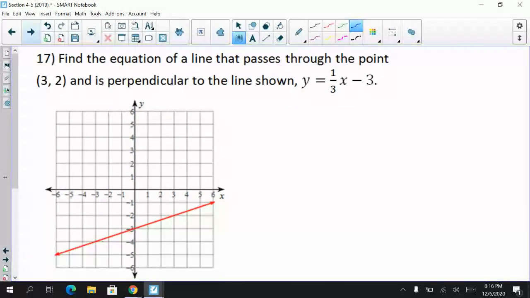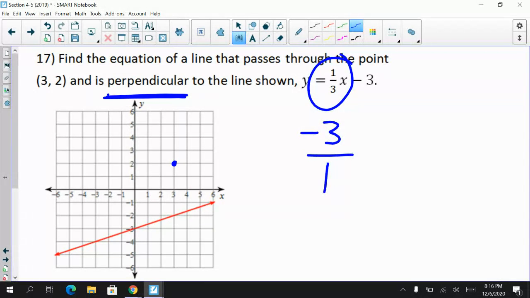Let's do the exact same thing, but now I want them to be perpendicular. Plot the point (3, 2), right there. I have a slope of 1/3. The perpendicular slope is the opposite reciprocal. So I want to go down 3, 1, 2, 3, and right 1. Or up 3, left 1.